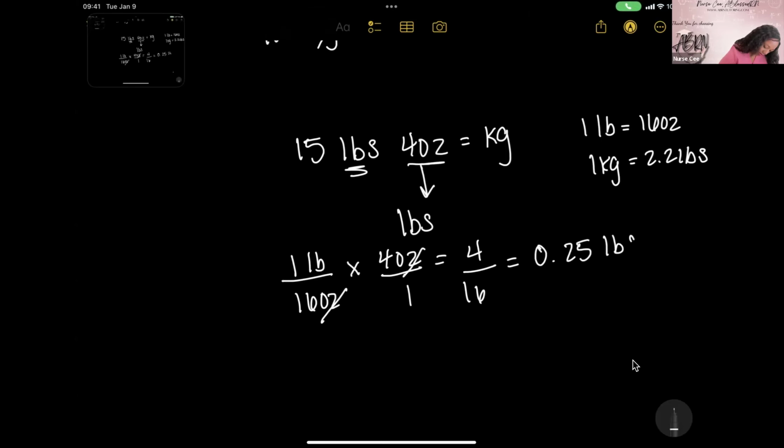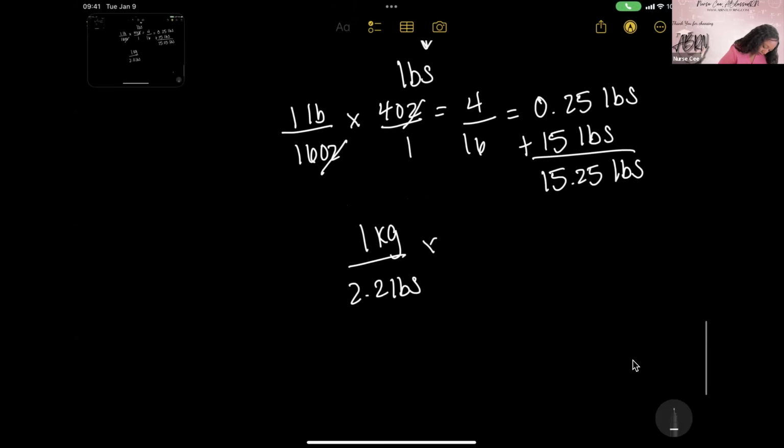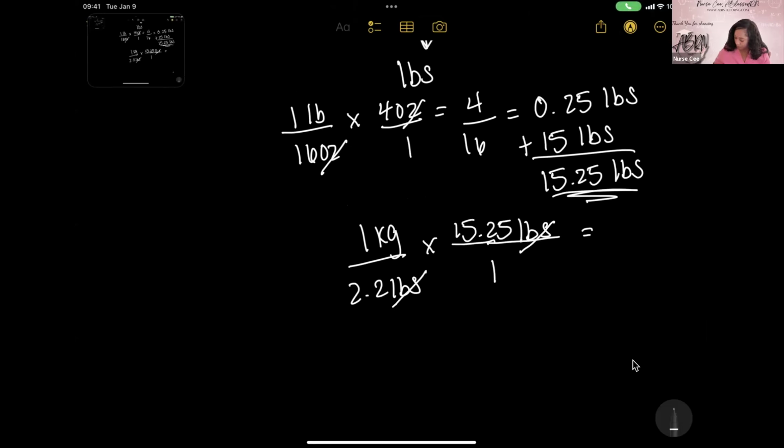0.25 pounds. You'll add your pounds together. So we have 15 pounds already, so we'll do 15.25 pounds. And then we'll do our 1 kg is 2.2 pounds. And then we have our newly found weight. It's by itself. We'll cross it out, and then we can divide the top by the bottom and get 6.93 kgs. Okay.